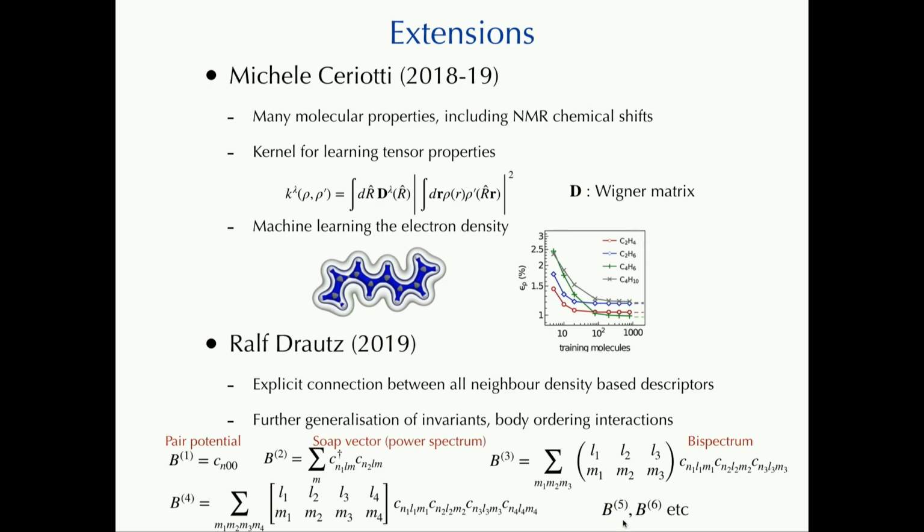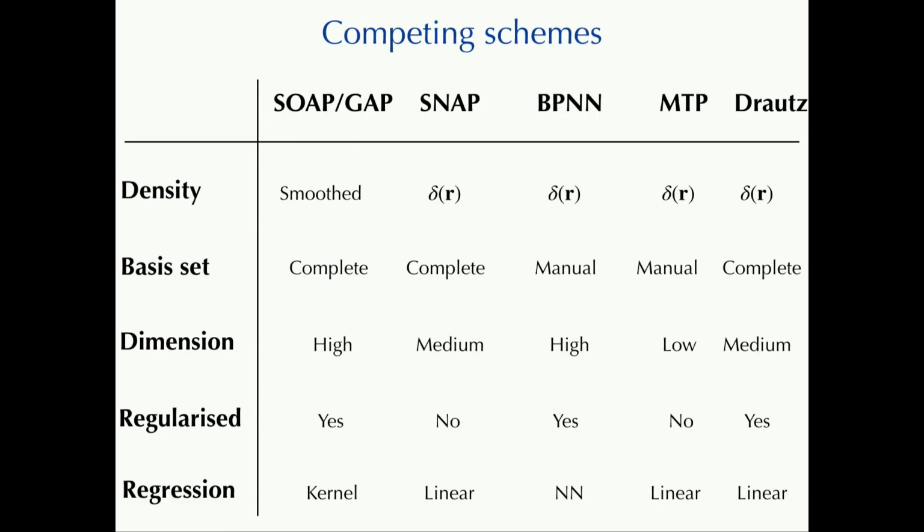And maybe if you use all of them, you can make much more accurate fits. You can make basically linear fits rather than kernel and neural network fits. And that has many advantages for speed and perhaps also for accuracy. So there are many competing schemes. Here's a little table, and I think that the next few years is a time of shakedown.